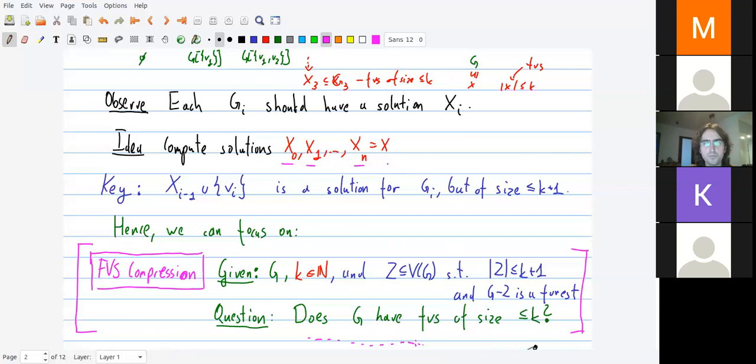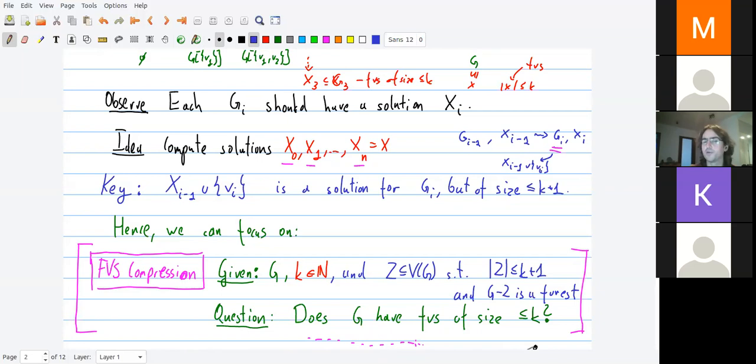So now comes the crucial observation. Imagine that we have already looked at G(i-1), the previous graph in the iteration, and we have solution X(i-1) for this graph. Now we would like to add the new vertex vi to this and compute a solution Xi. But if I look at this graph Gi, then I see a solution for this, which is one too large. If I just take the previous solution and add the vertex vi to it, I have a set of vertices such that the deletion of these vertices yields a forest.